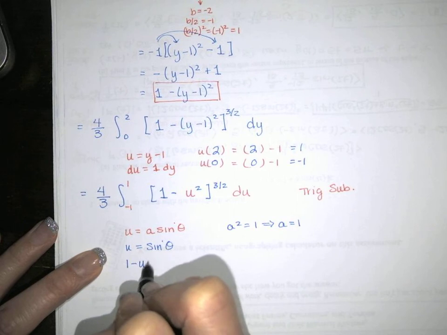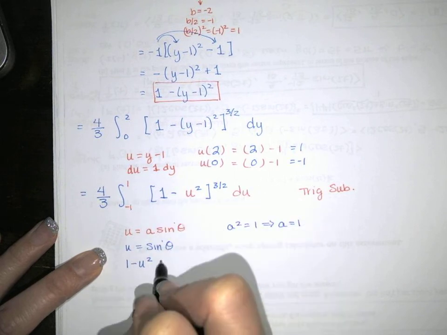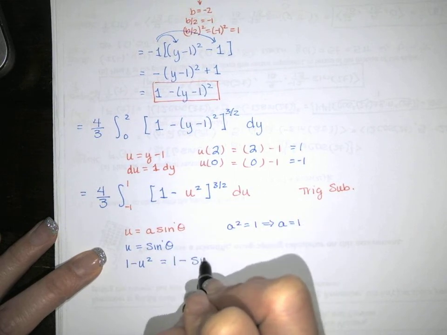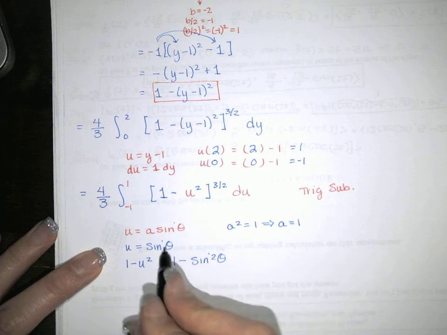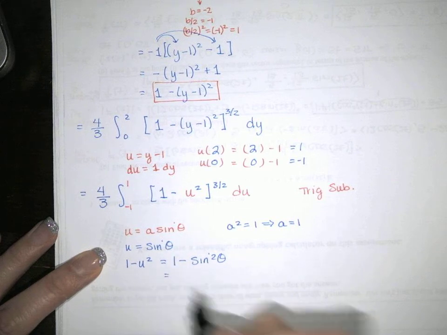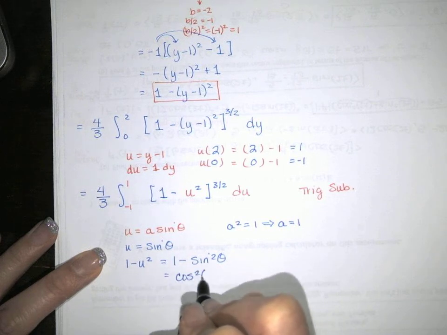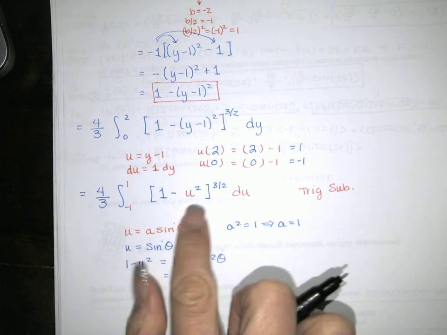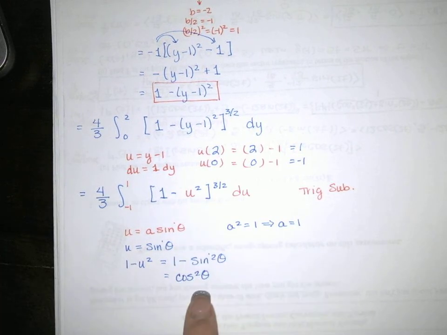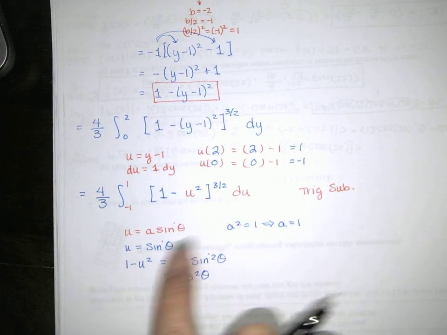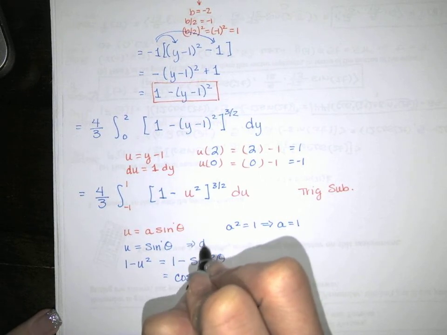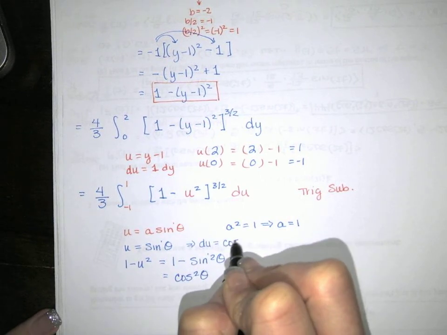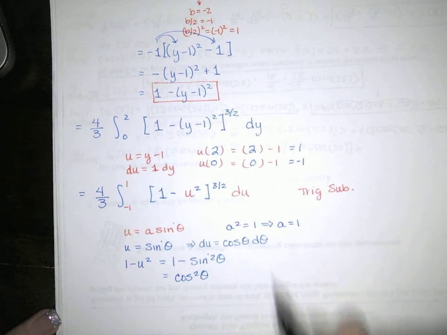then 1 minus u squared, that's that expression in the brackets, is 1 minus sine squared theta, because I'm replacing that u with sine of theta. But 1 minus sine squared is cosine squared because of our Pythagorean identities. So we're going to replace all of that in brackets by cosine squared. And if u is sine of theta, du is the derivative of sine of theta, that's cosine of theta d theta.